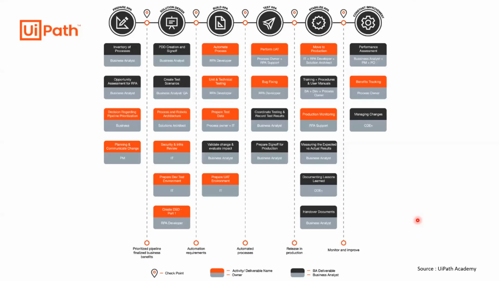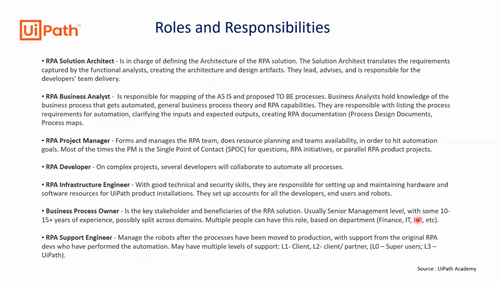Okay. Now, the last slide, which I want to talk about, the second last slide, is roles and responsibility, right? So these are all the guys which are available in an RPA project. You have a solution architect, you have a business analyst, you have a project manager, RPA developer, infrastructure, business process owner, and the support engineer. Okay. Solution architect, as the name suggests, he will be defining the architecture at the high level, creating the architecture, design architect. He will lead and advise the developer.